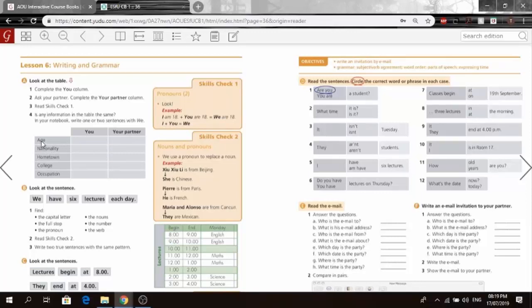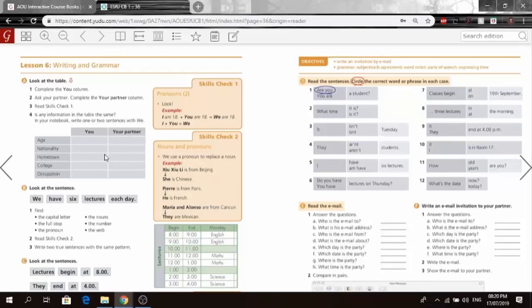So age, my age is 18, okay? And let's say my mate's age is also 18, right? Nationality, mine is Egyptian, and my partner's is British. Okay, so he's British. My hometown, Cairo. His hometown, London. Okay, college, Arab Open University. And him is Arab Open University as well. Otherwise, he wouldn't really be my partner, right? Okay, occupation, mine will probably be business, and my partner will probably be English.